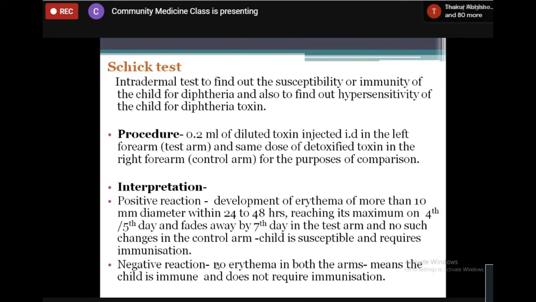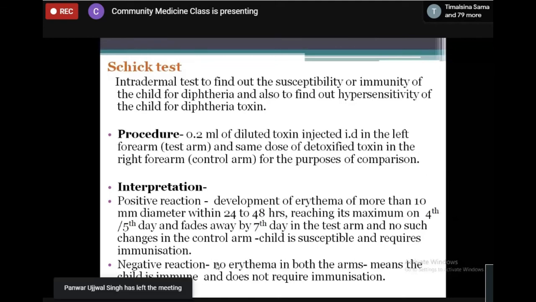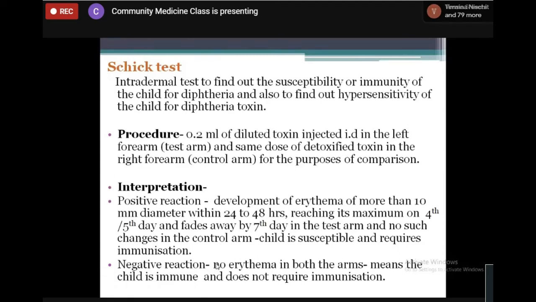whether the child is susceptible to the bacteria which causes diphtheria, or whether they are immune to it, and also to find out hypersensitivity of the child to diphtheria toxin, like whether they will develop any adverse effects after giving the vaccine or not. For that, we have to do the Schick test.